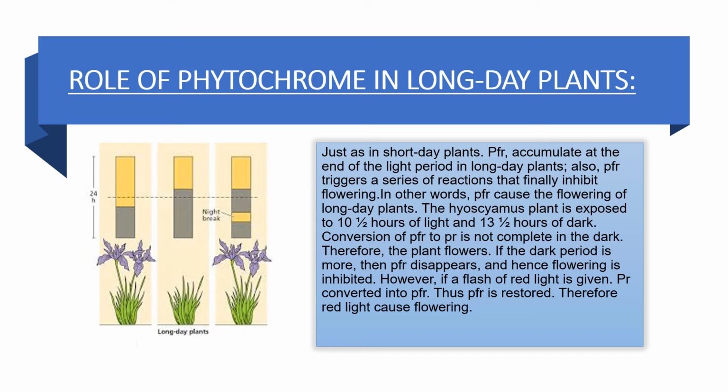The Hyoscyamus plant is exposed to 10.5 hours of light and 13.5 hours of dark. Conversion of Pfr to Pr is not complete in the dark. Therefore, the plant flowers. If the dark period is more, then Pfr disappears, and hence flowering is inhibited. However, if a flash of red light is given, Pr is converted into Pfr. Thus Pfr is restored. Therefore red light causes flowering.